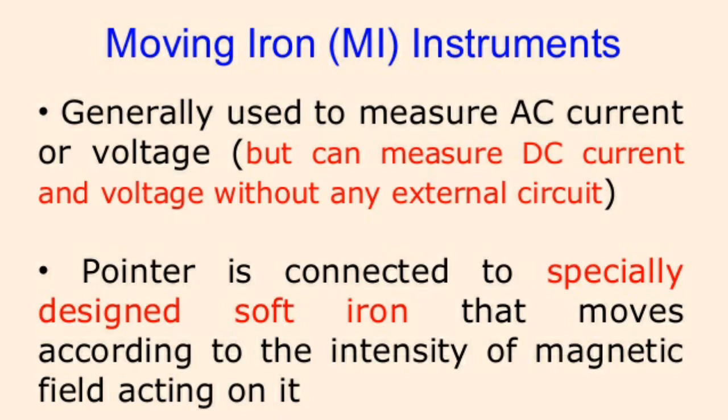It works on the principle that iron placed near a magnet is attracted towards it. The force of attraction depends on the strength of the magnetic field. The magnetic field is induced by an electromagnet, whose strength depends on the magnitude of current passing through it.